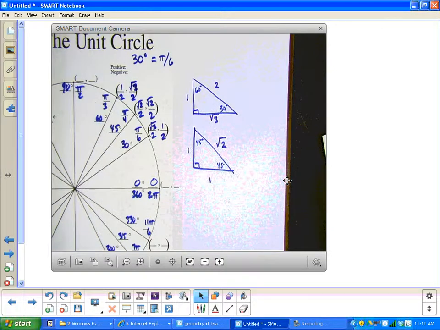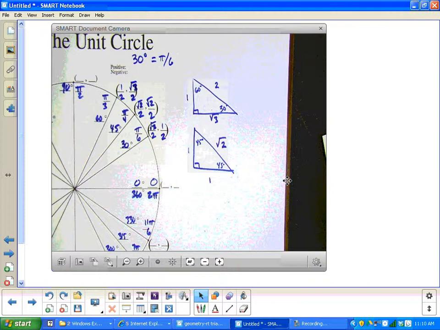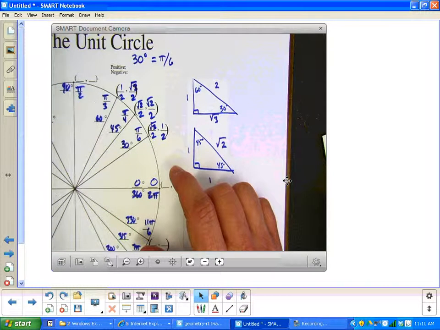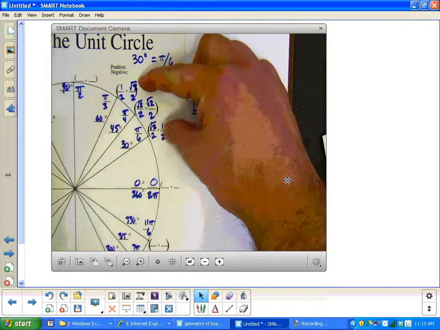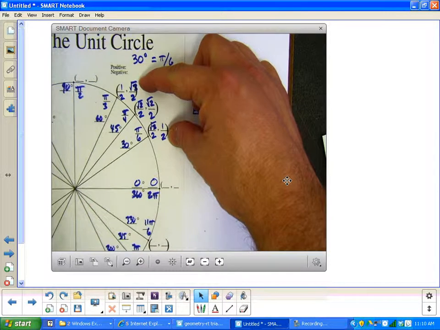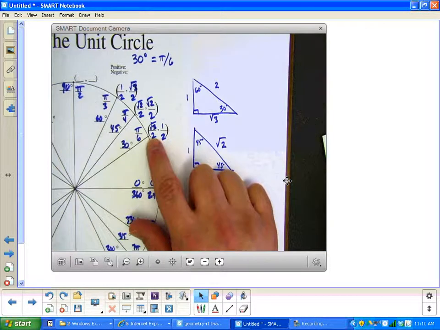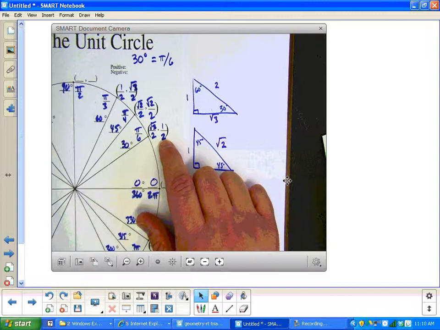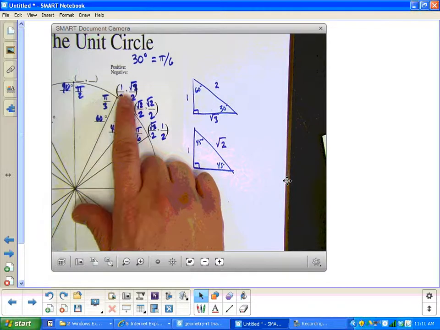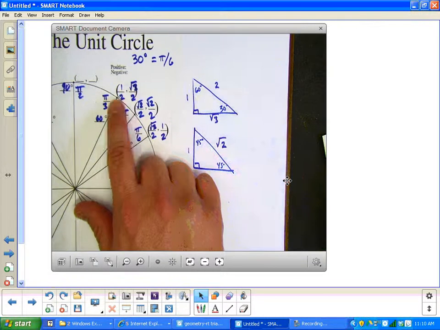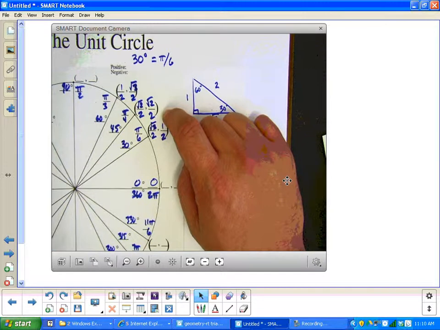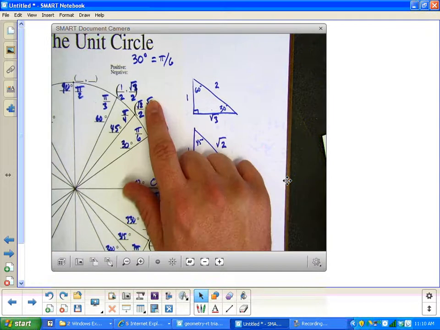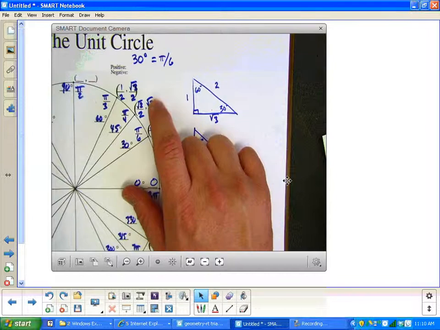Okay, now it seems like that's kind of complicated to learn. It's really not. Okay, watch. Notice they're the same numbers here and here, aren't they? But they're just switched. So if you memorize this one, all you have to do is just remember to flip it right there. What do you notice about these two? They're the same. Okay, so really all you have to do is learn 3 ratios: 1/2, square root of 3 over 2, and square root of 2 over 2.